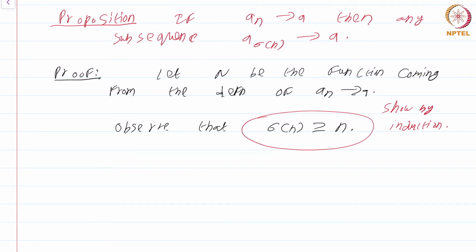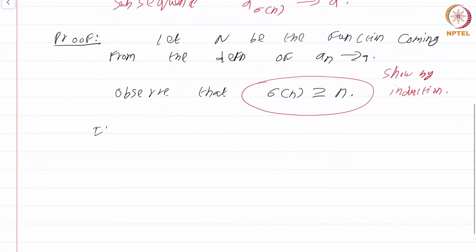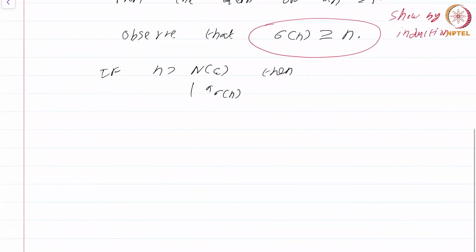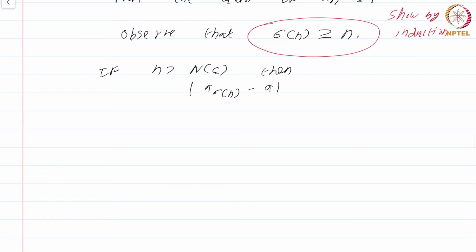Okay, now if small n is greater than N(epsilon), then mod a_sigma(n) minus A will also be less than epsilon, simply because sigma(n) is greater than or equal to n, which is greater than N(epsilon). And that's it, we are done. So the same function capital N that works for a_n converges to A also works for a_sigma(n) converging to A. So this was a fairly easy proposition.